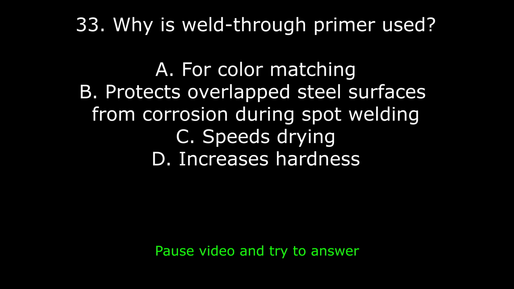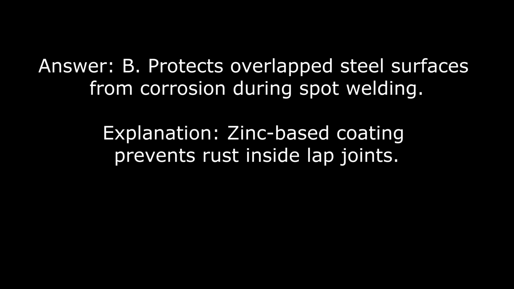33. Why is weld-through primer used? A. For color matching. B. Protects overlapped steel surfaces from corrosion during spot welding. C. Speeds drying. D. Increases hardness. Answer: B. Protects overlapped steel surfaces from corrosion during spot welding. Explanation: zinc-based coating prevents rust inside lap joints.